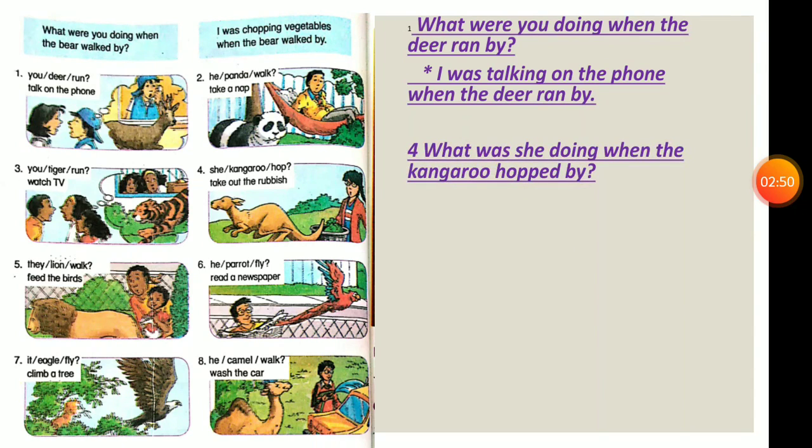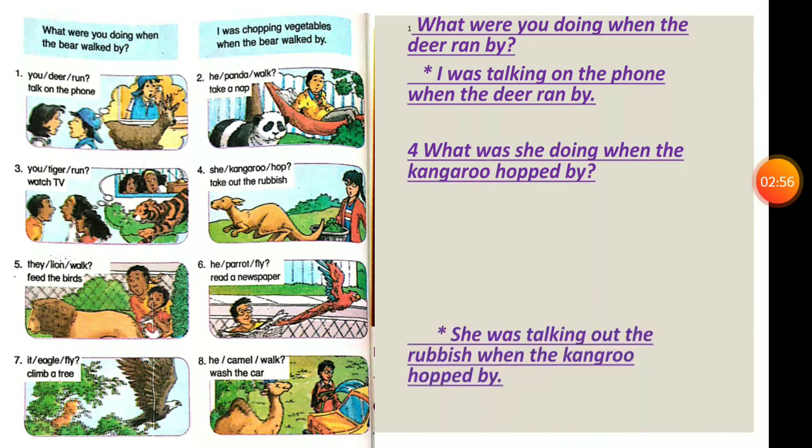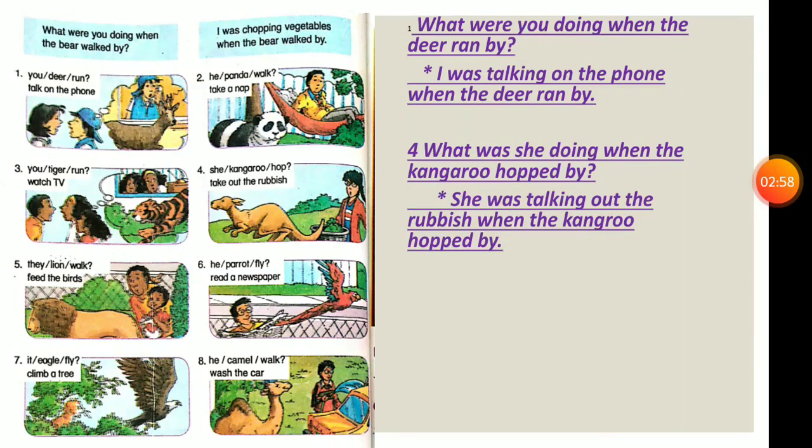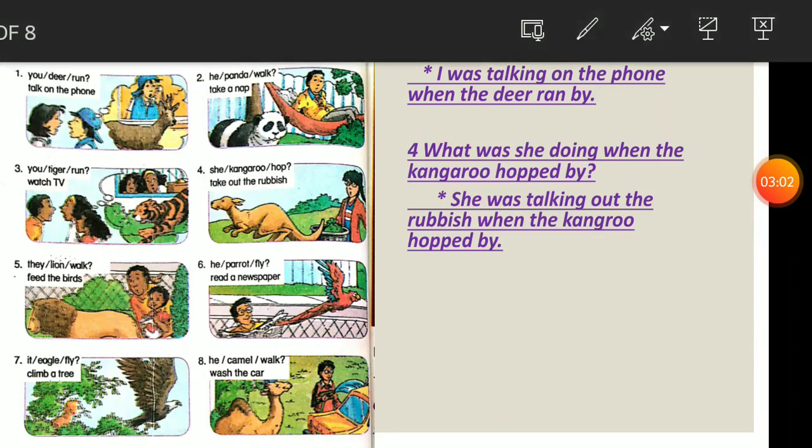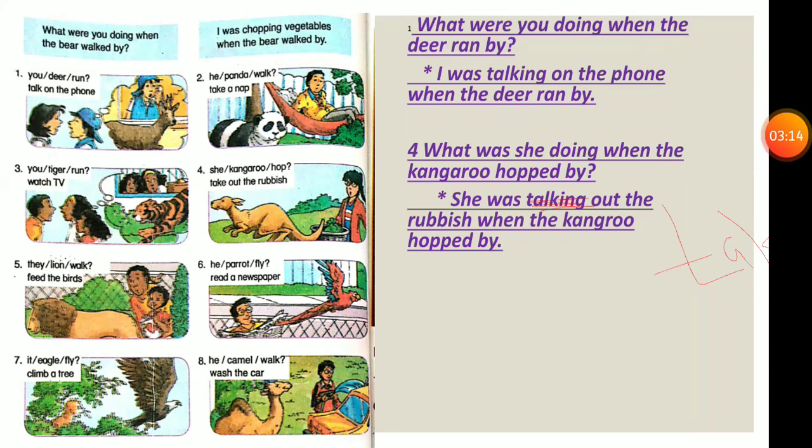Number 4, for example. What was she doing when the kangaroo hopped by? She was taking out. Please edit this: take, T-A-K-E. When we put ing, cancel the e and put ing. She was taking out the rubbish when the kangaroo hopped by.